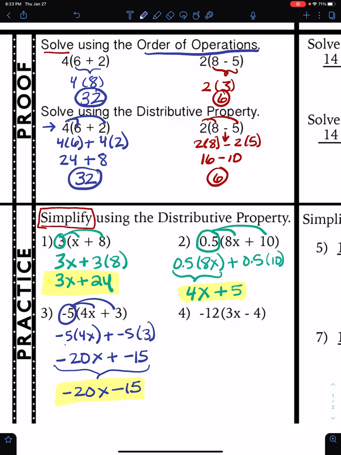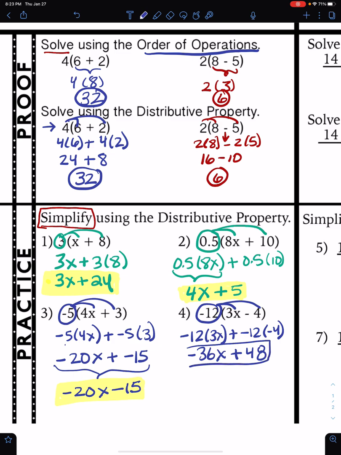All right, and the last example, we're doing negative 12 times 3x, and then we can do negative 12 times negative 4. So negative 12 times 3x and negative 12 times negative 4. So that's going to give us negative 36x. Negative 12 times negative 4 is positive 48, and that would be my answer.